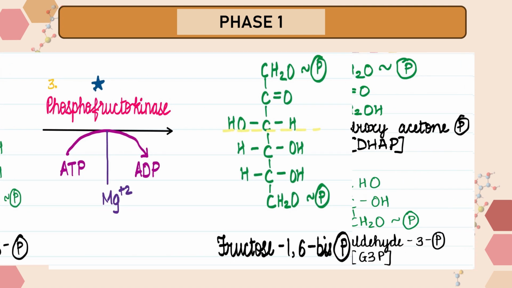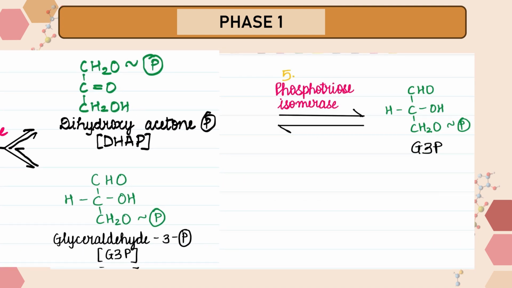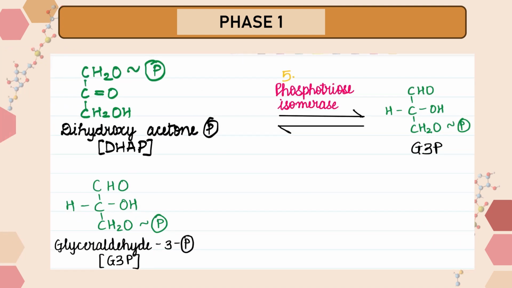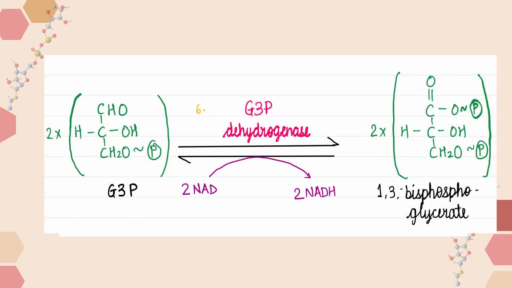Next, the enzyme aldolase comes into the picture. It splits the fructose into dihydroxyacetone phosphate, which is also known as DHAP, and glyceraldehyde 3-phosphate, also known as G3P. The dihydroxyacetone phosphate molecule is converted to glyceraldehyde 3-phosphate by the enzyme phosphotriose isomerase. This ends phase 1 of the pathway. At the end, we get two glyceraldehyde 3-phosphate molecules.